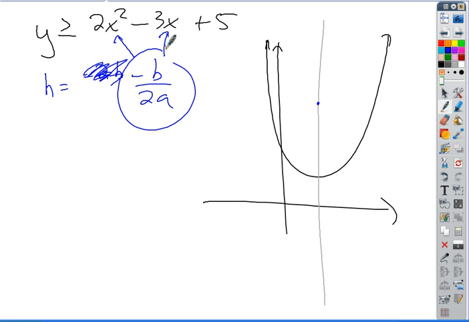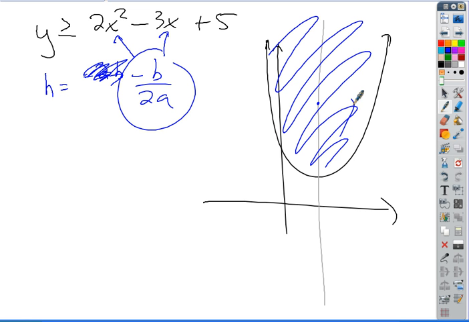And we know that because a is positive, it opens up. So we'll just pick this point either above or below the vertex and see if it makes the inequality true. If it makes the inequality true, then we'll shade that side. So we shade everything inside the parabola. If it didn't make the inequality true, I would shade the other spot. I would shade outside the parabola. Okay? So that's what we talked about late last week.